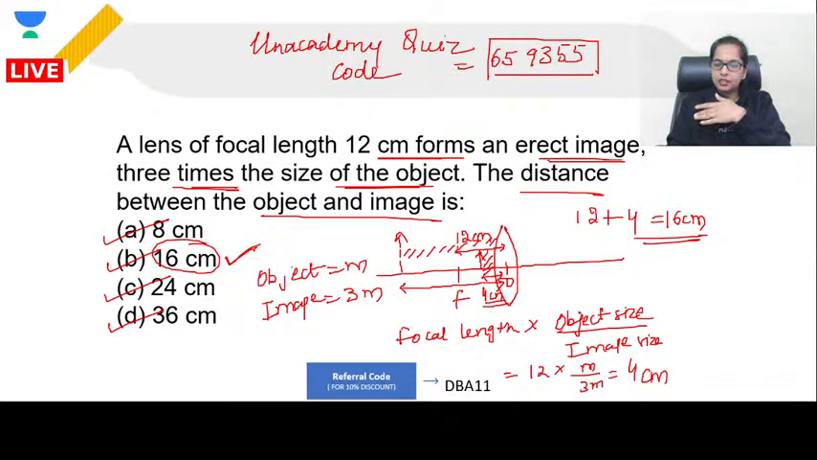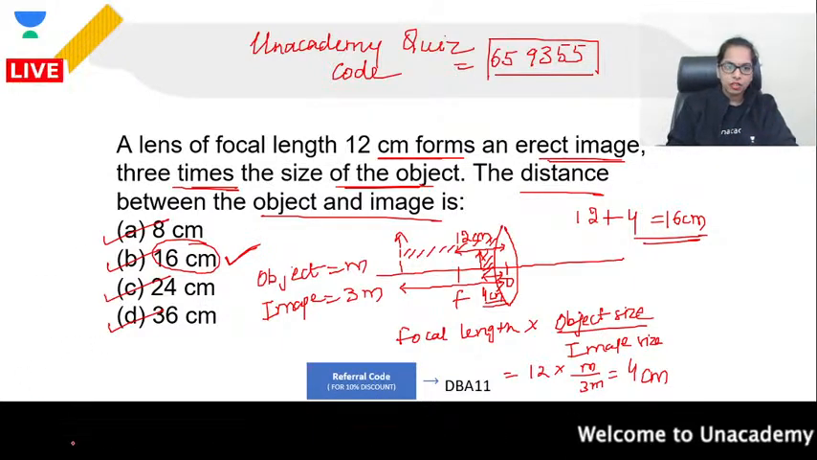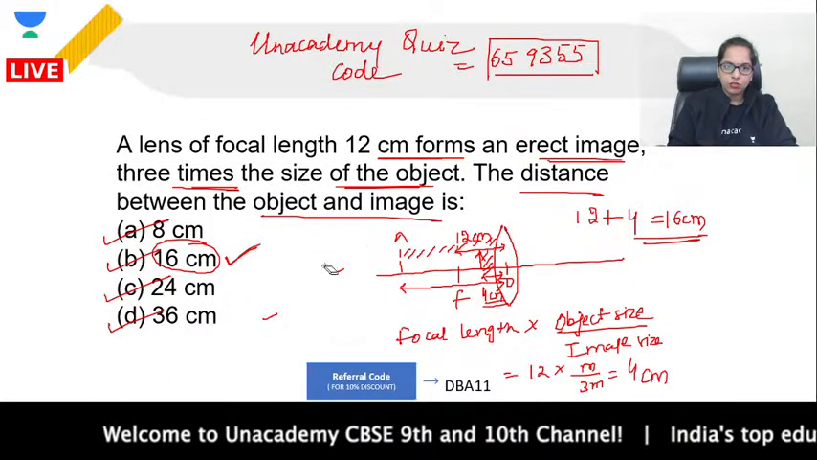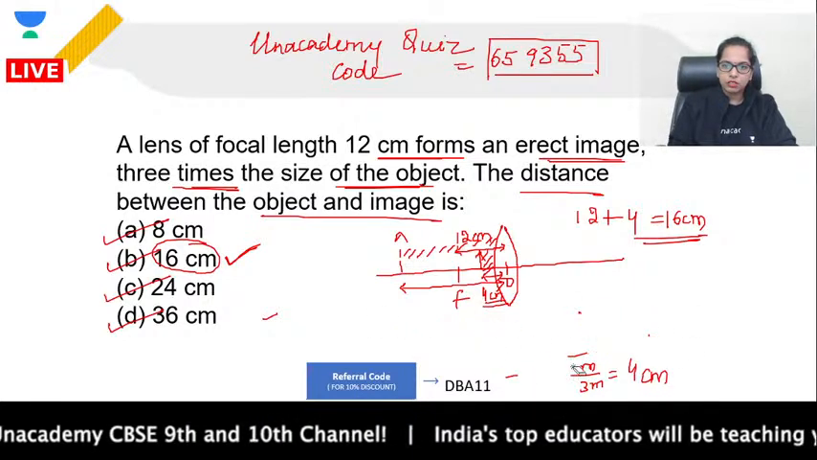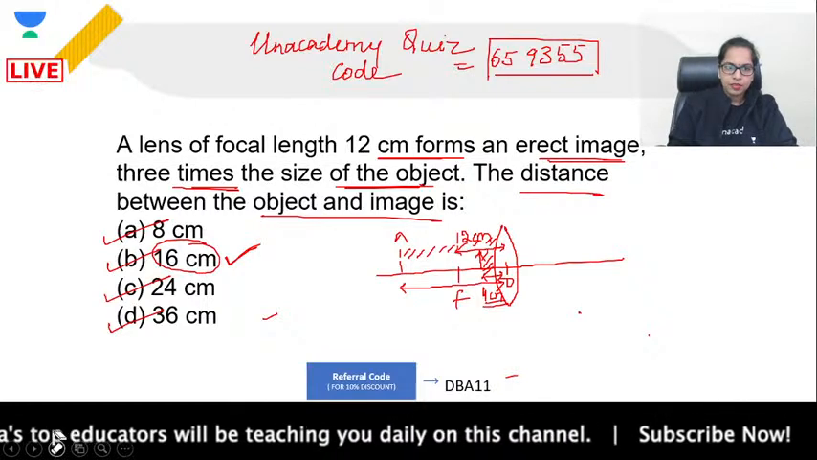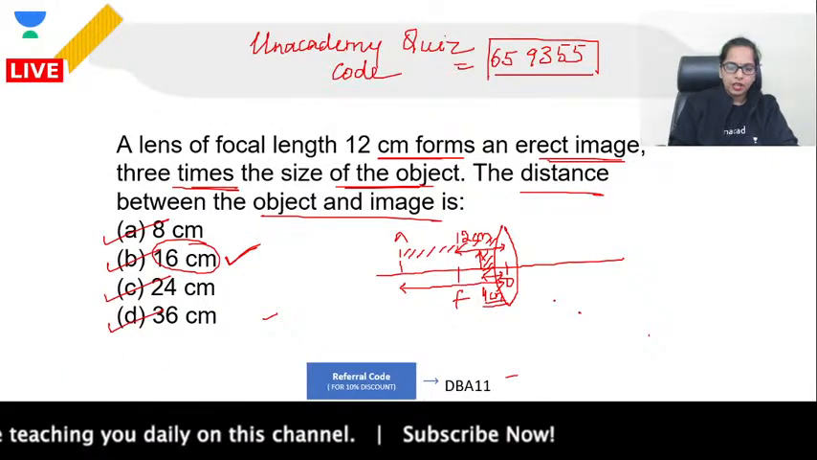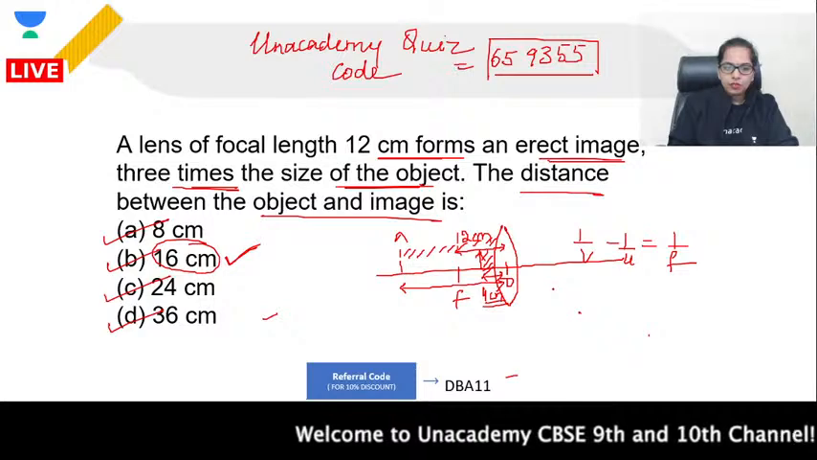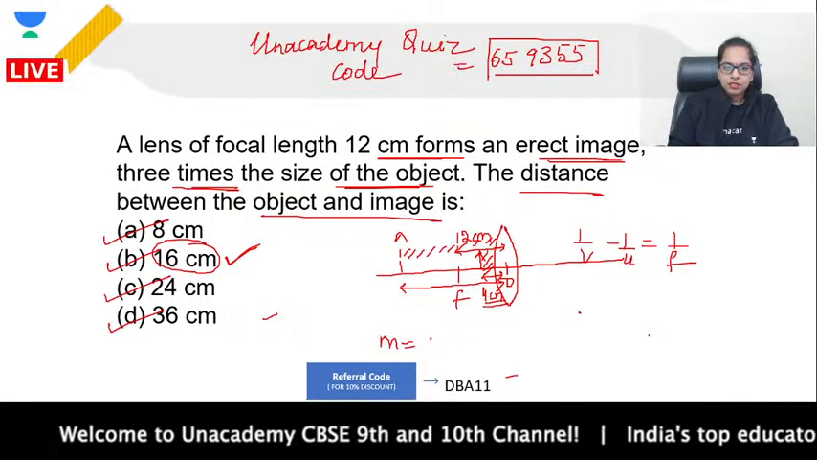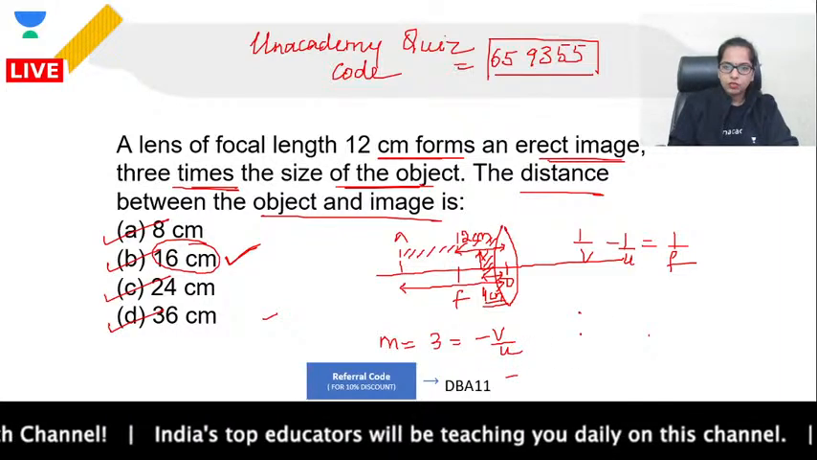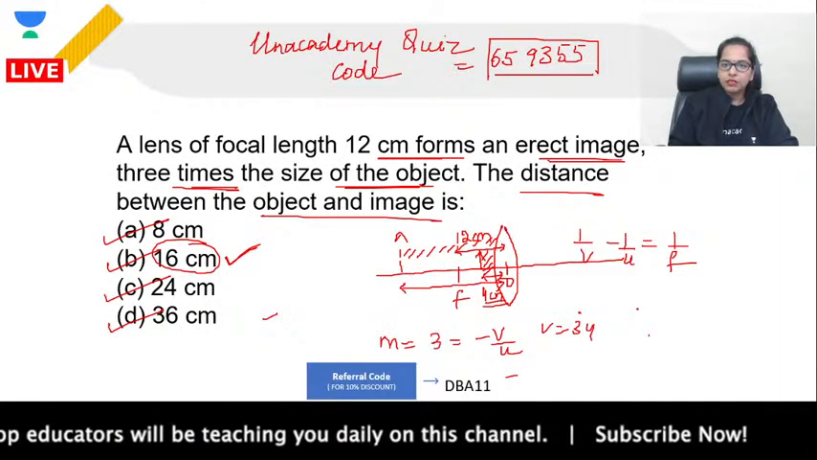Or you can go by the lengthy method. You can go by another method too. If you are not able to understand this shortcut that I have told you, you can go by the lengthy method also, using the mirror formula. Okay, this question is taking some time, but let us solve it properly. So here you can use the formula 1 by v minus 1 by u is equal to 1 by f. Using this formula, we know that magnification is 3 times, it is equal to minus v upon u. So v will be equal to 3u. Now put the values over here.